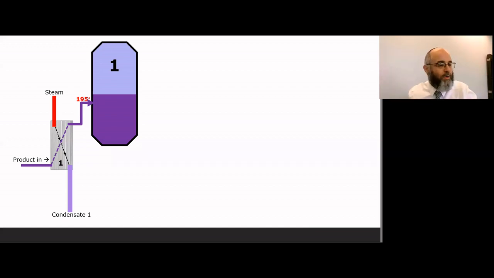So what happens is, out of this, we have steam rising to the top and juice that's a little bit concentrated, having lost some of its water, going down to the bottom.